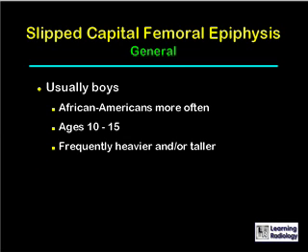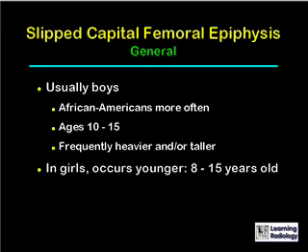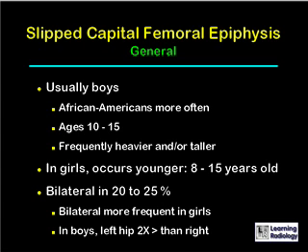SCFE usually affects boys, African Americans much more commonly, between the ages of about 10 to 15. This is a disease of teenagers, and the affected individuals are frequently heavier and or taller than their counterparts. In girls, it occurs at a younger age, usually starting somewhere around 8. And it can be bilateral in about 20 to 25% of cases. Bilaterality is much more frequent in girls. In boys, when it's unilateral, the left hip is involved twice as often as the right.